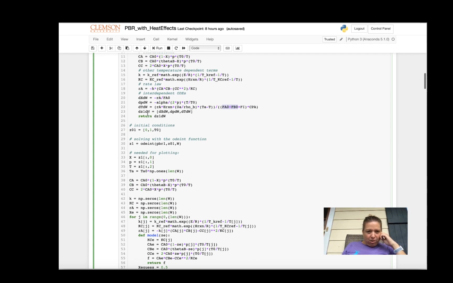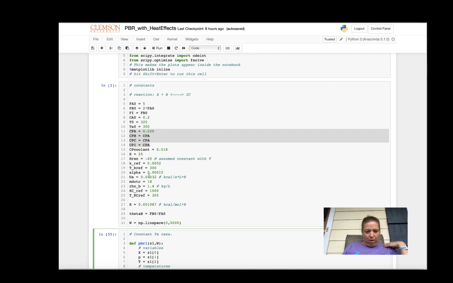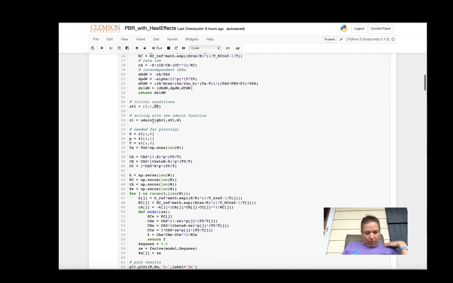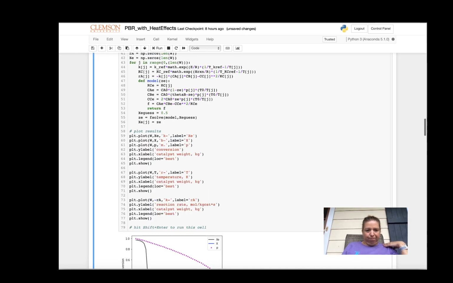Initial conditions, so these have to be in the same order as up here. So my initial conversion is 0, my initial pressure ratio is 1, and then my initial temperature is equal to T0, which is a given value up here. Okay, so now this is the code to solve the ODE, so we can do that.